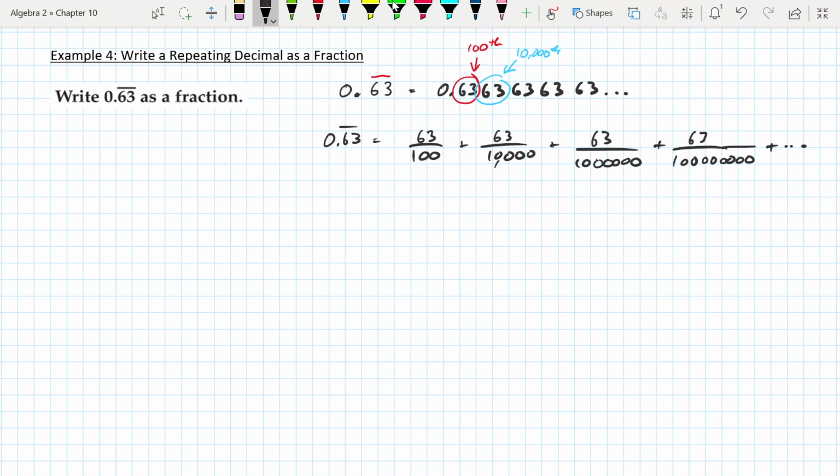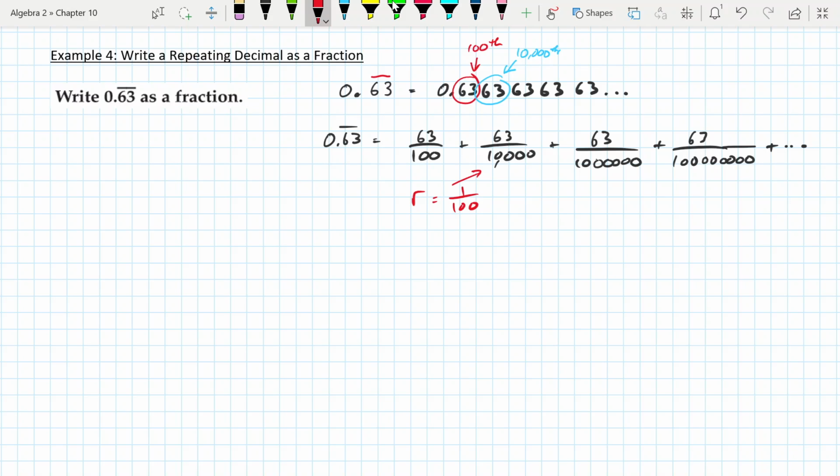So if I'm looking at it this way, I notice it's a geometric sequence that's infinitely long. So it's an infinite geometric sequence. What's the common ratio? Well, to get between each one of these terms, I'm adding two zeros to the denominator, which means I'm multiplying by 1 over 100. So there's my common ratio.